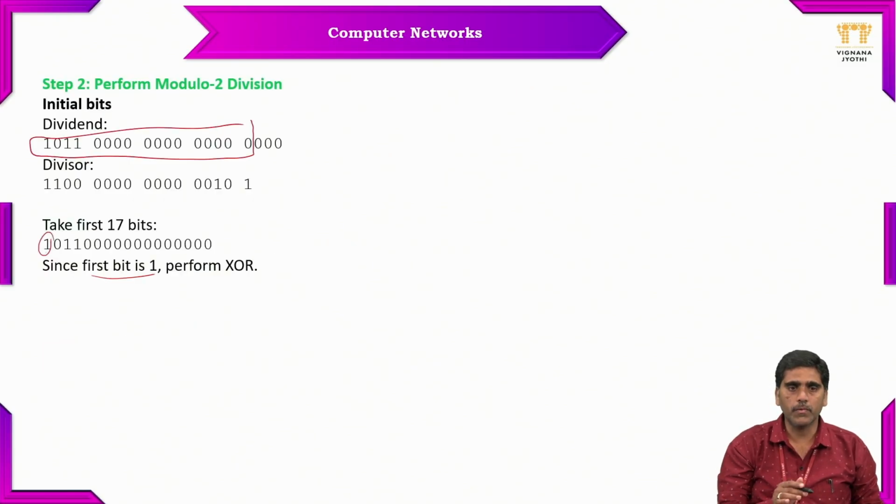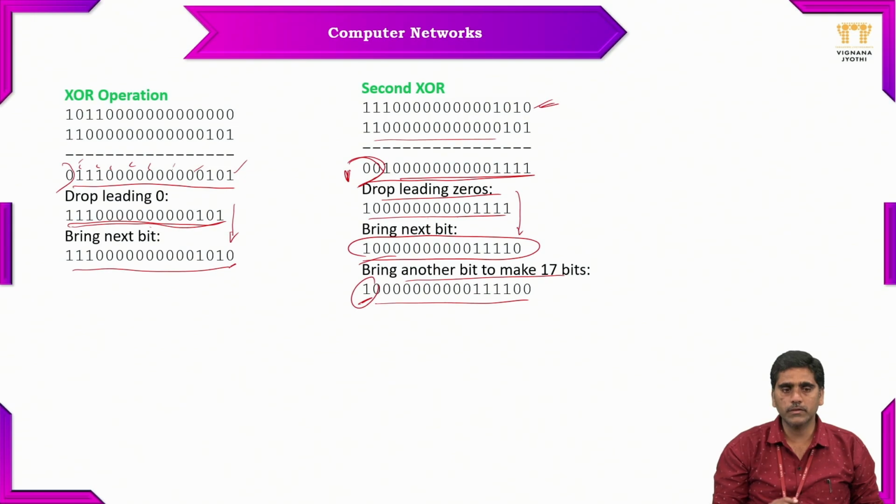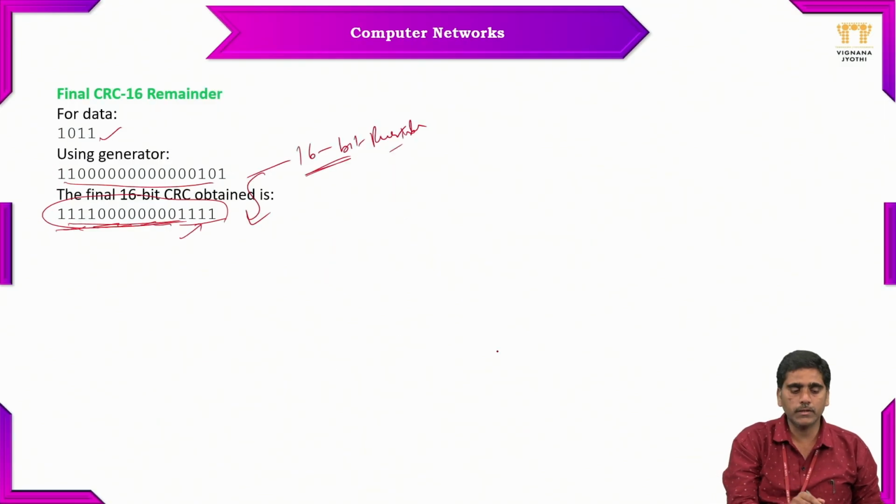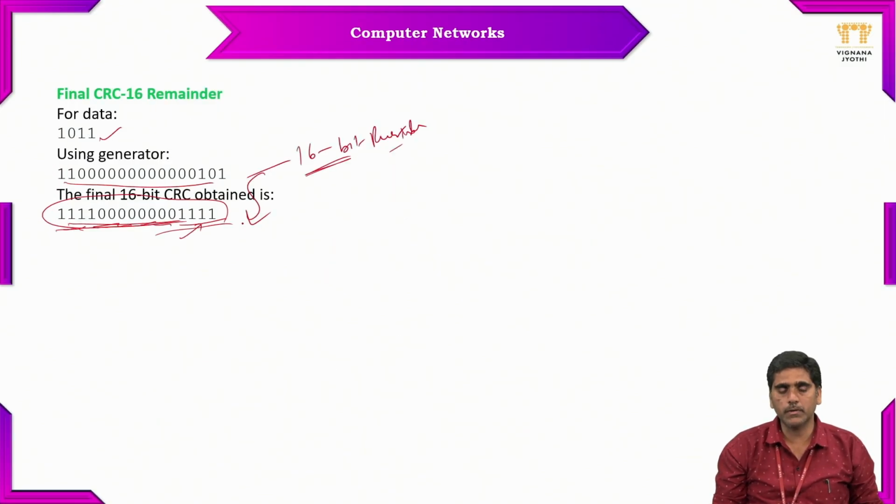Next, perform modulo division. In the modulo division you perform XOR operations. Whenever 1 and 1 come, the result is 0, and 0 and 0 gives 0. When you have 0 and 1, then you see only 1. The process has to continue until all the bits are processed, and the obtained remainder will be the 16-bit CRC.